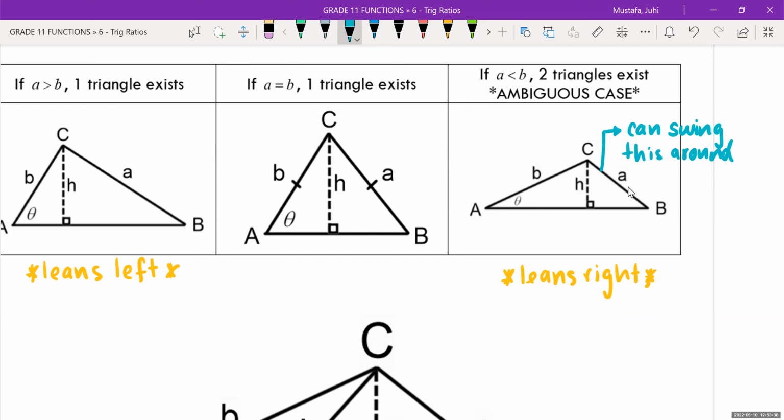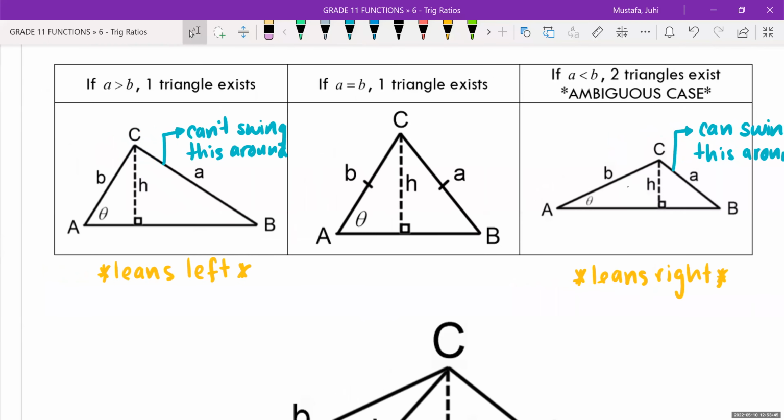And it's also leaning to the right. In this case, it's leaning to the left, but we can't swing this around because side length A is too large, right? It's too big that if you try to swing it to the other side, it wouldn't fit. So that's another way that you can tell something is an ambiguous case.